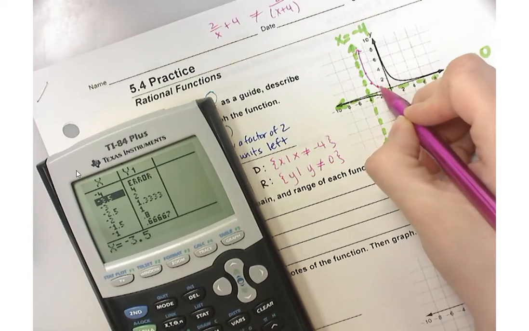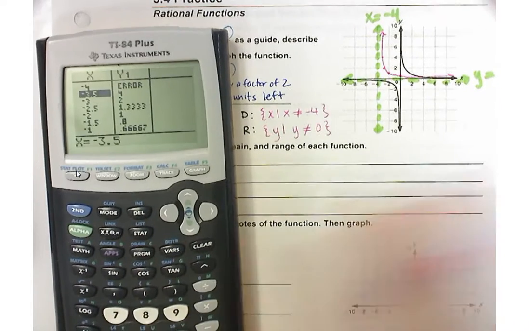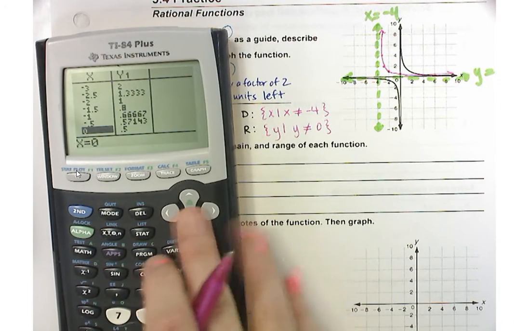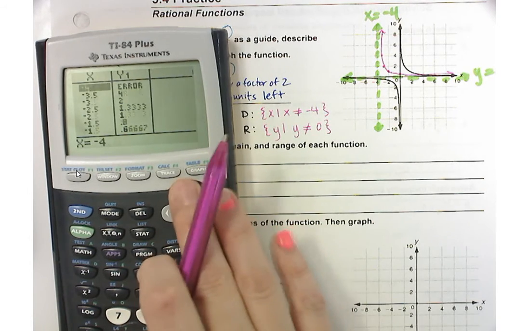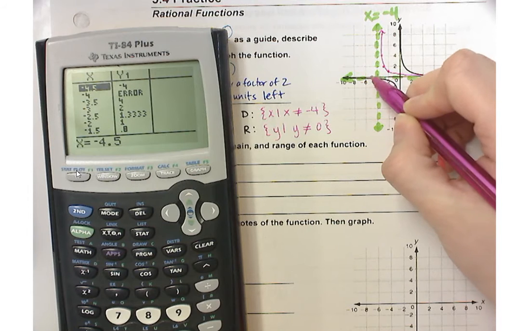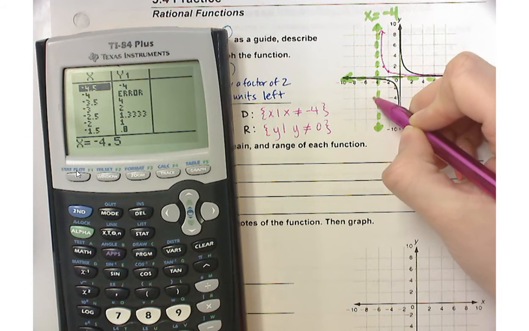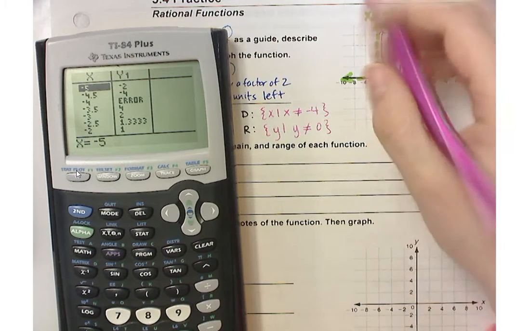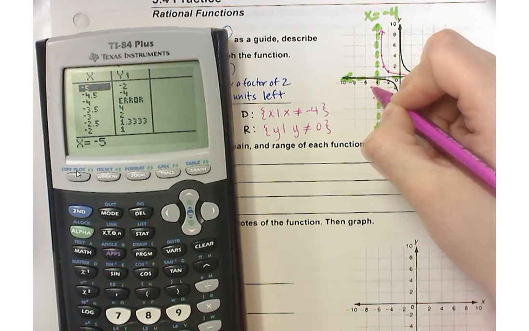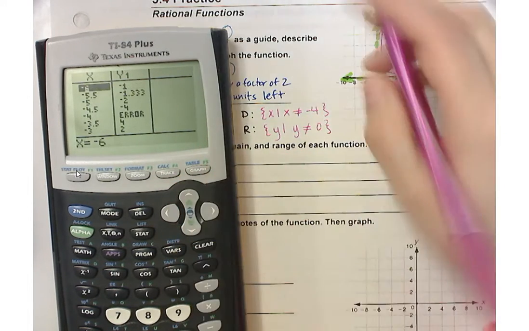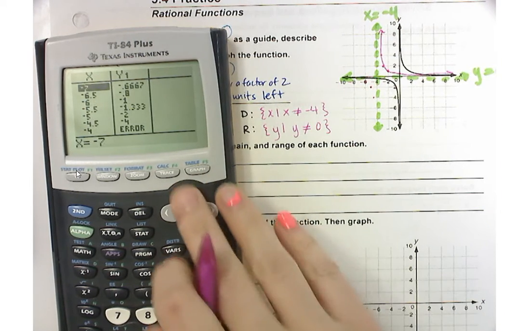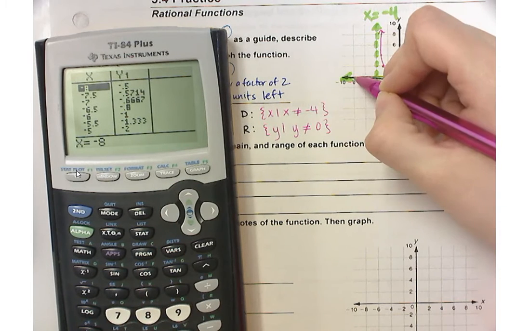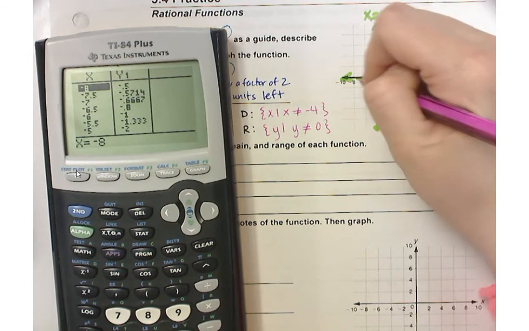And then we're going to create our second branch. So I can see it needs to be past -4. So -4.5, here's 5, so -4.5 I'd estimate to be about right here. -5 is at -2. -6 is at -1. And then these are just getting smaller and smaller. -8 is at -1/2. So again, this is going to be following your asymptote. You don't want it to cross them.